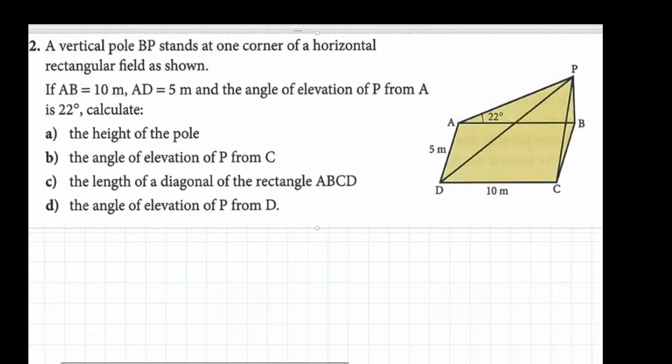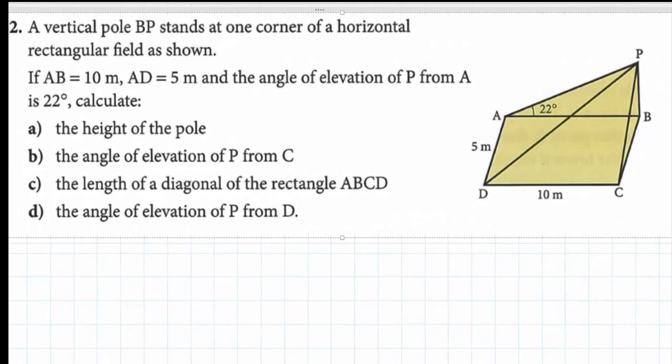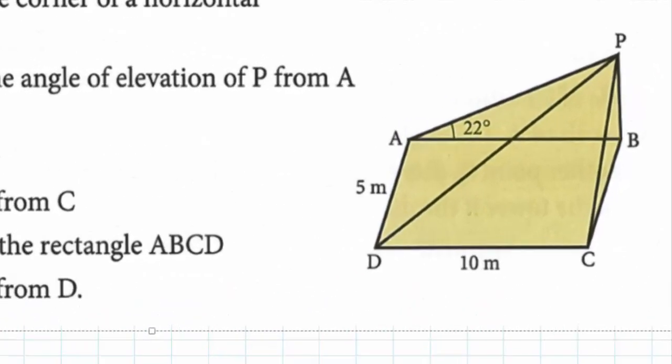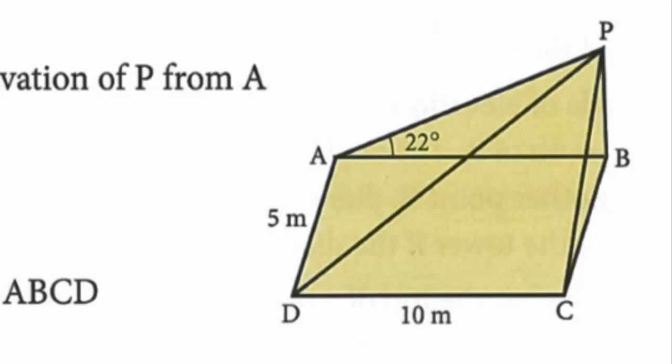AB is 10 meters, as CD is 10 meters. This base is a rectangle. AD is 5 meters, so BC is also 5 meters. This angle is 22 degrees. This angle is called the angle of elevation. It's above the horizon. If it's below the horizon, it will be the angle of depression.